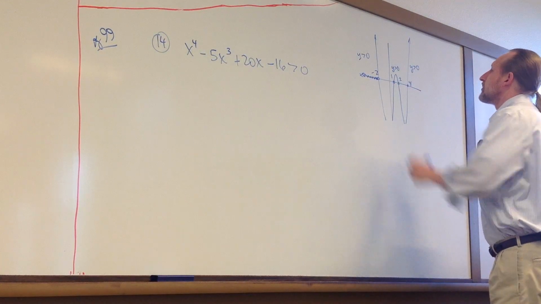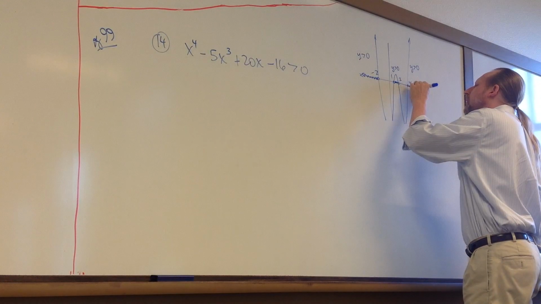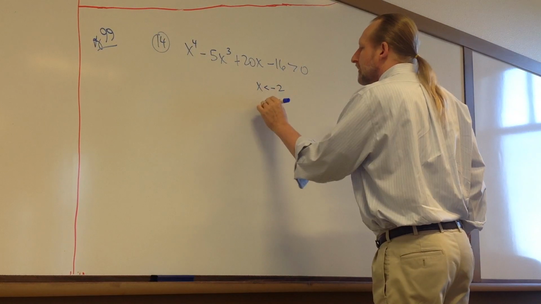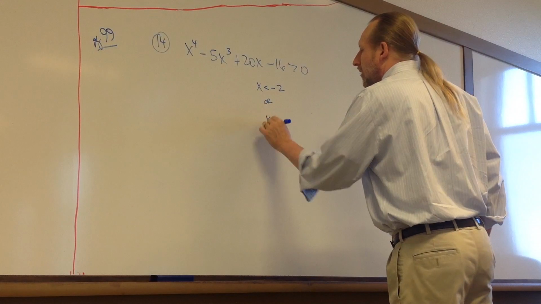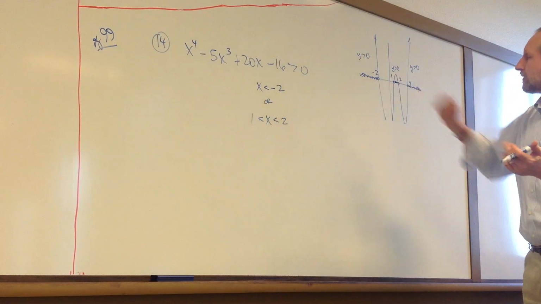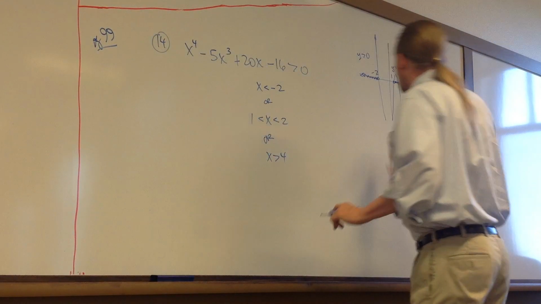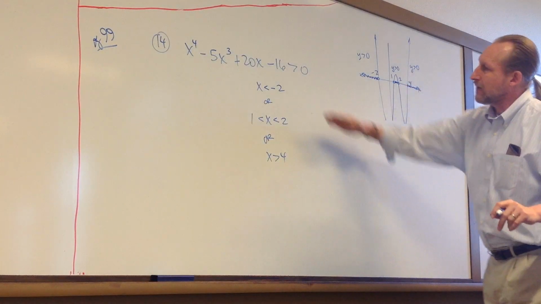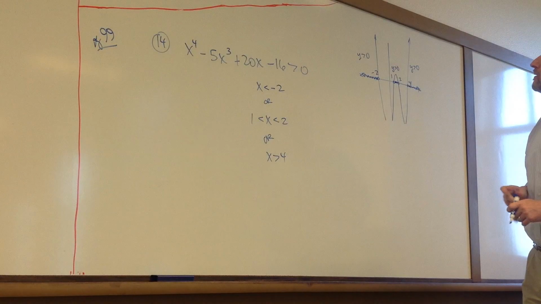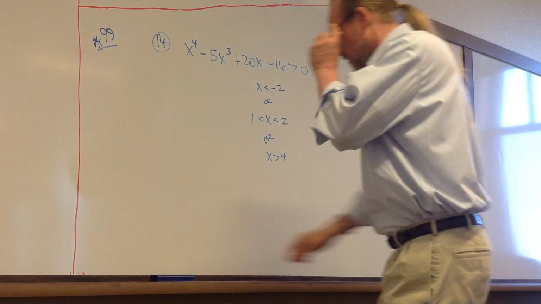All right, so the other intervals are here and also here. So our answer would be x less than -2, or between +1 and +2, x less than +2 but greater than +1, or x greater than 4. So we've got 3 separate intervals, and we use 3 separate inequalities to represent them. Okay, so that's problem 14. Let's look at 2 more here.